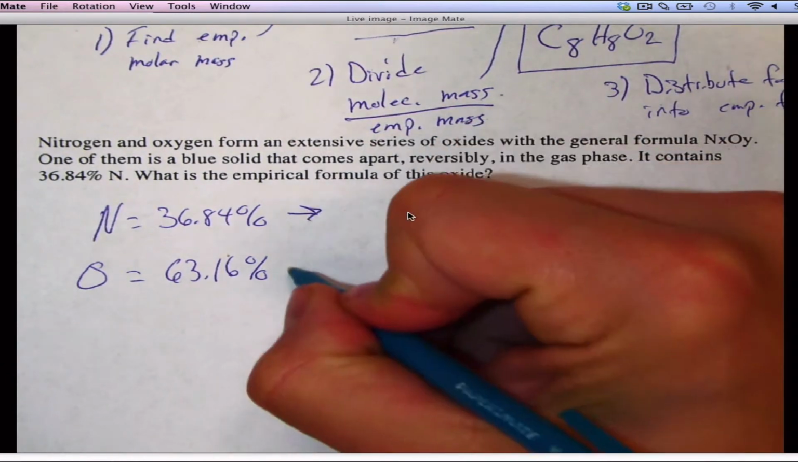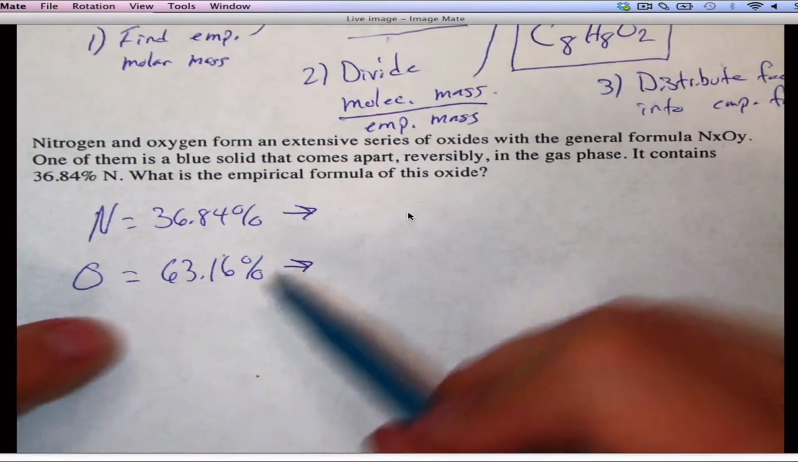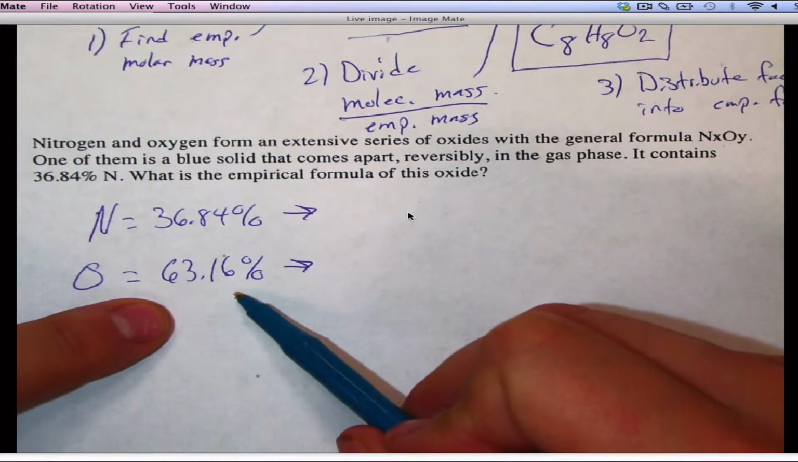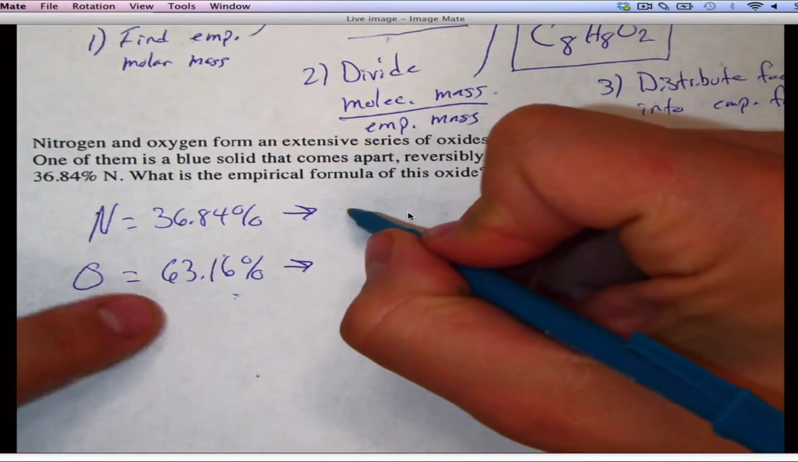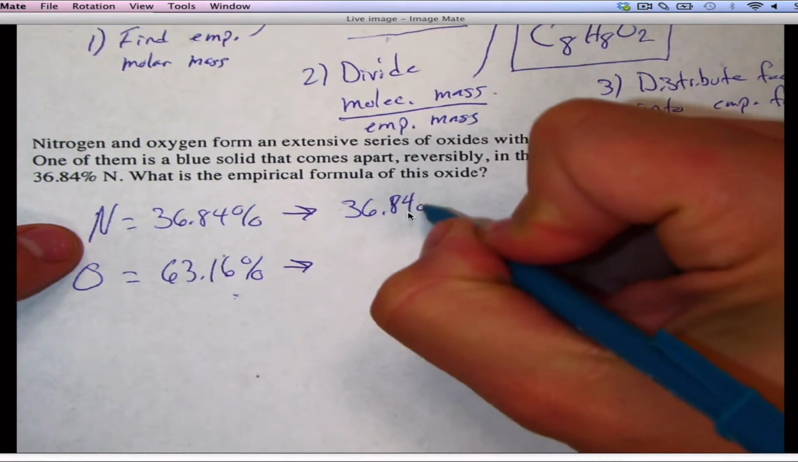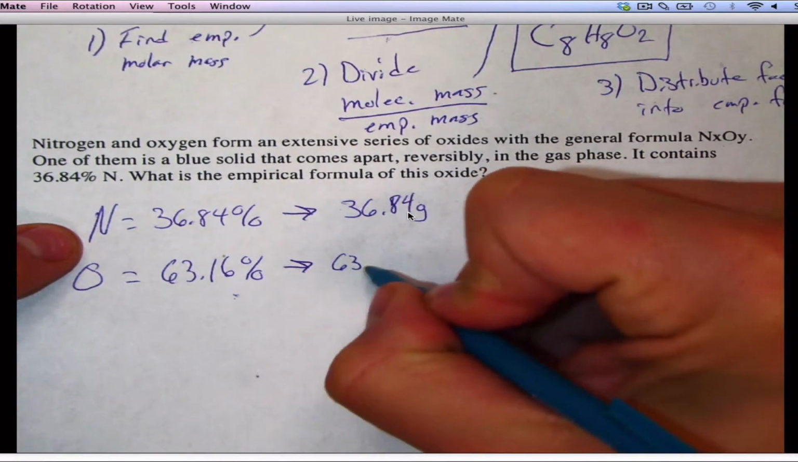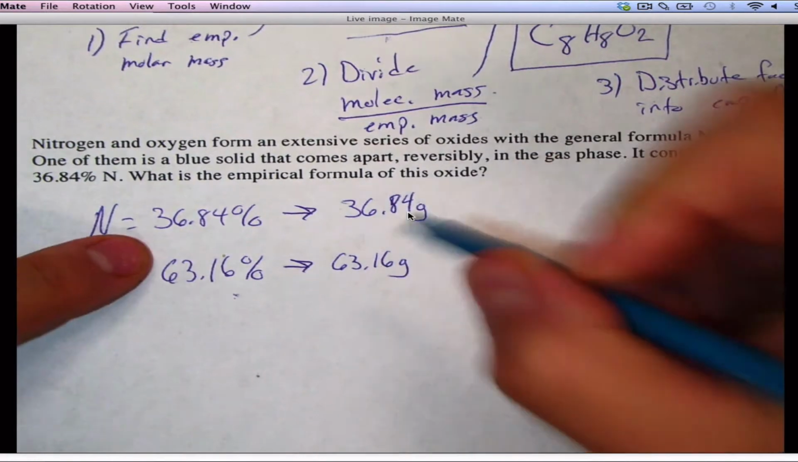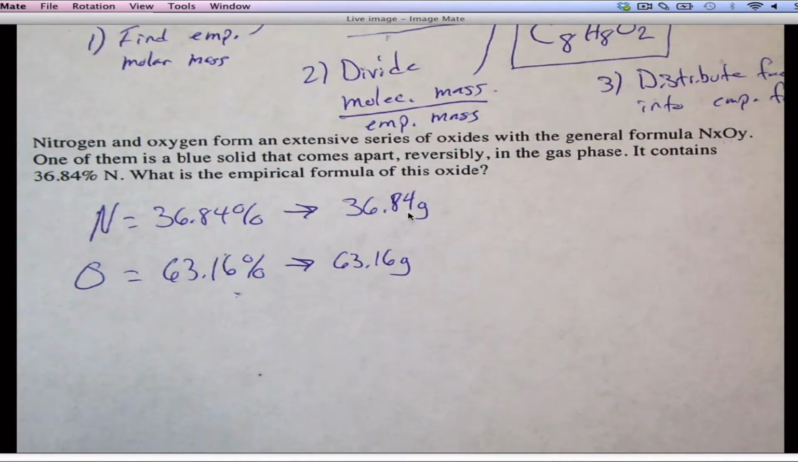First thing we gotta do is assume that we have 100 grams. So what we did here is we found a percent composition, really. All right, so just change our percent to grams. No real math involved. Just basically assume that you have 100 grams. So now the 36.84% becomes 36.84 grams. The 63.16% becomes 63.16 grams. Simple label change. It's just how you think of the number.